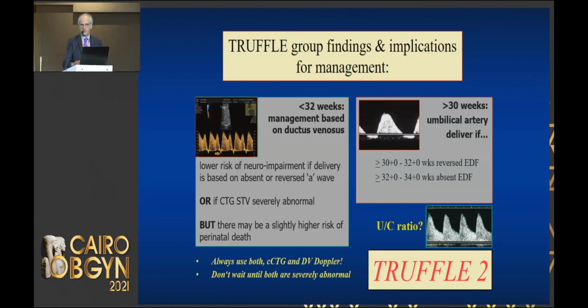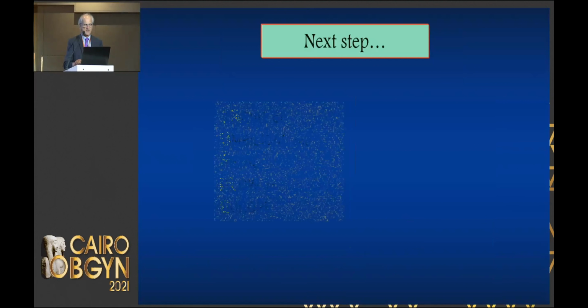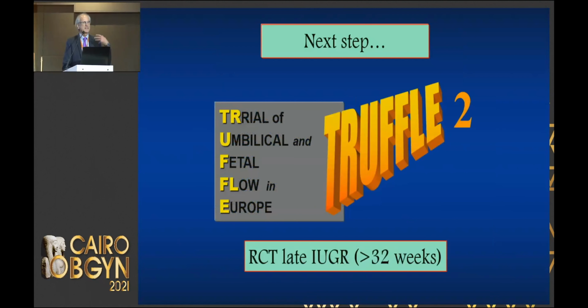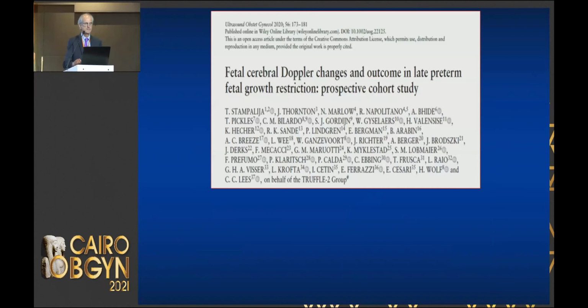What about the UC ratio, cerebral redistribution? This is part of TRUFFLE 2, and this is the next step. There are just a few slides that give you an insight into the study protocol of TRUFFLE 2, because that's on its way. So this is for late fetal growth restriction after 32 weeks.